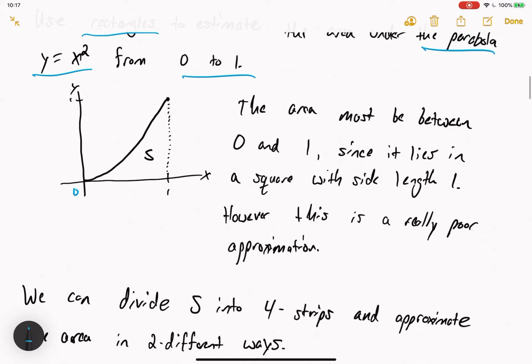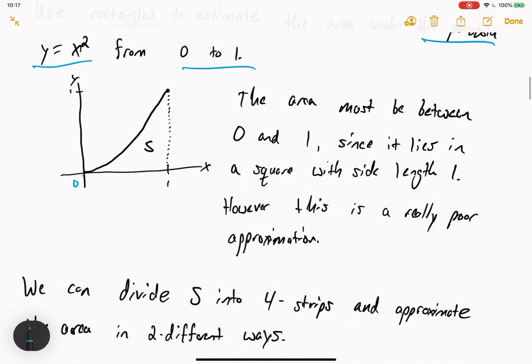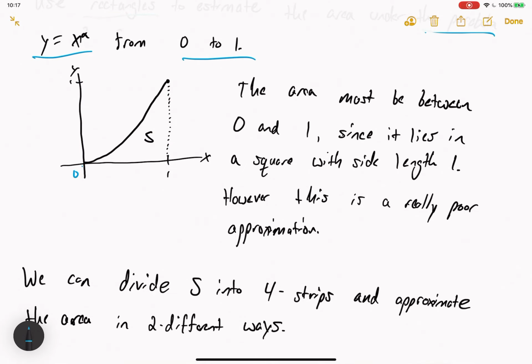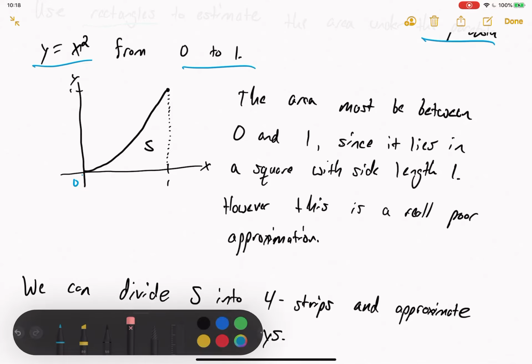And we know the area has to be between 0 and 1, because something with 0 height would have 0 area. And if you look at the rectangle with side length 1 and side length 1, the whole region has area 1, because it's just 1 times 1. So that tells us that as S is trapped inside of that, the area of S, which we'll call A, is somewhere between 0 and 1. But that's a really poor approximation.